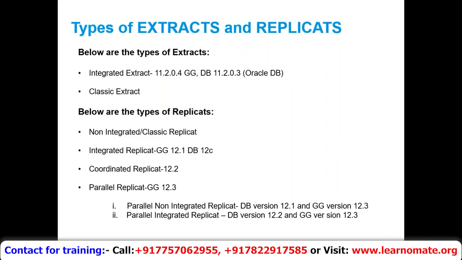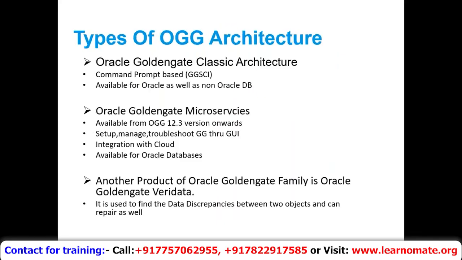So in GoldenGate, there are different types of extracts and replicates. What does extract do? The extract process resides on the source database and does the extraction of data from the source database. The replicate process replicates the data to the target database and resides on the target database. Your classic architecture contains different types of extracts and replicates. The same types are available in the microservices architecture.